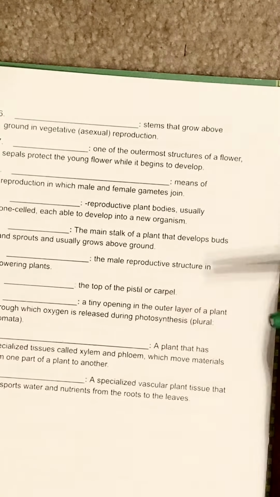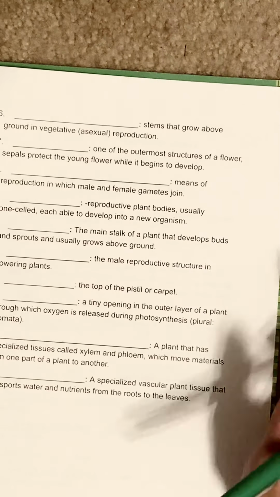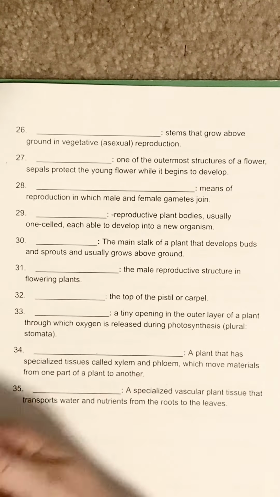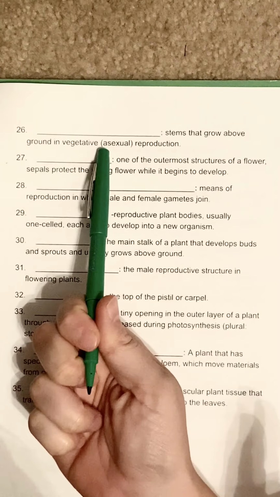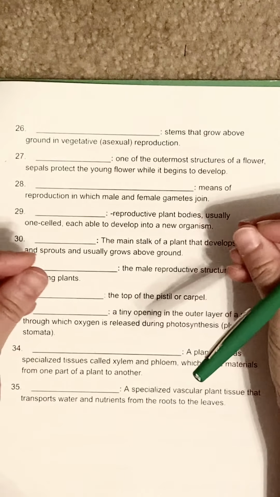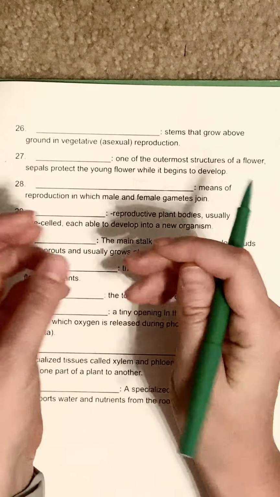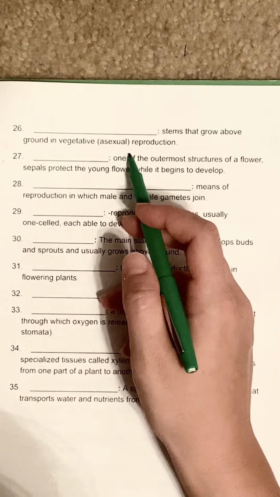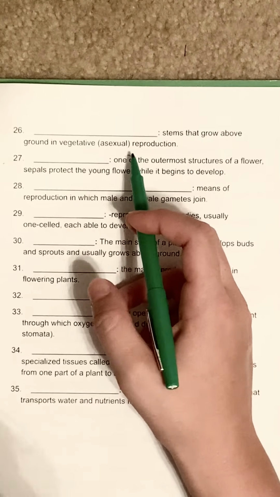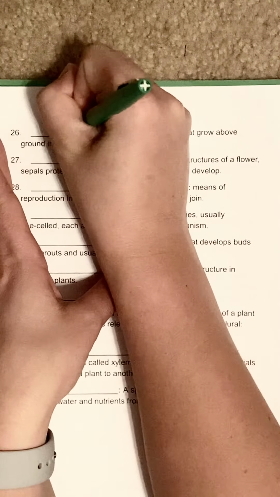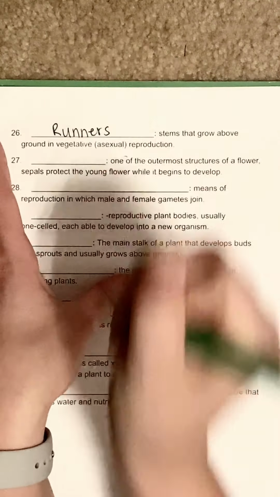Moving this back down, let me make sure you can see still. Okay. Number 26, stems that grow above the ground in vegetative or asexual reproduction. All that means is it doesn't have to have that male and female gamete come together. It can just kind of clone itself. We talked about how bacteria does that way back when. But again, we'll talk more about this in detail coming up. But this is called a runner. Runners.